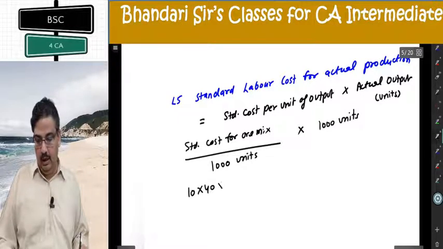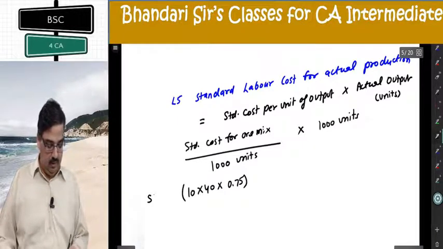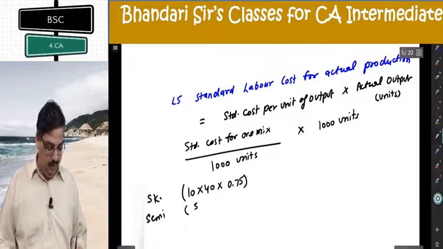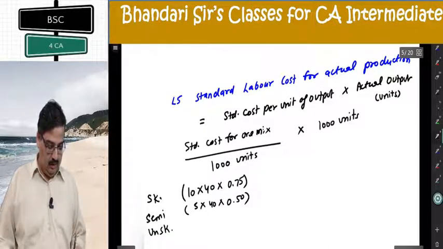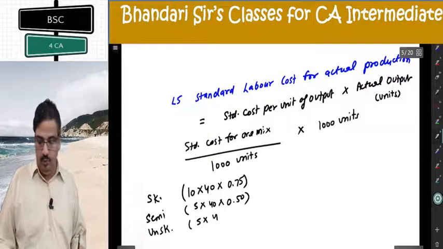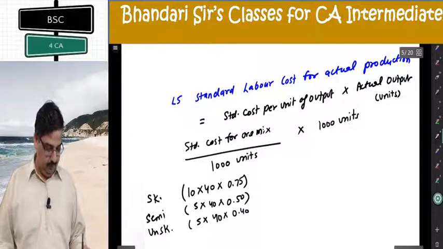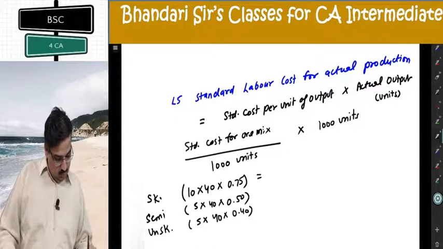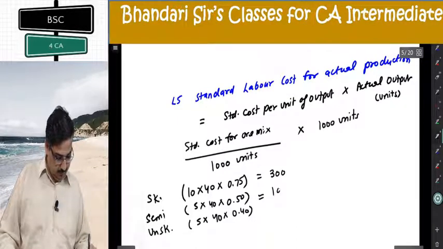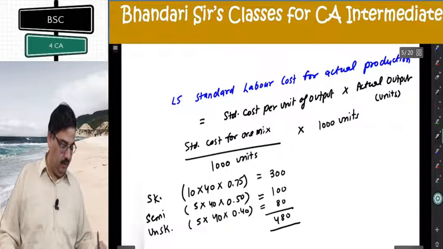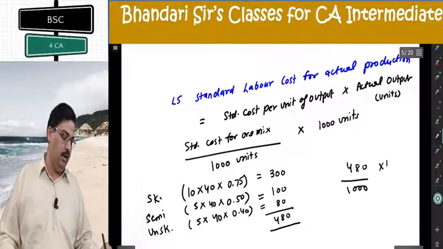10 into 40 into 0.75, this is for skilled. Semi-skilled, 5 into 40 into 0.50. Unskilled, 5 into 40 into rate per hour 40 paisa. 480 divided by 1000 into 1000. This is equal to rupees 480.